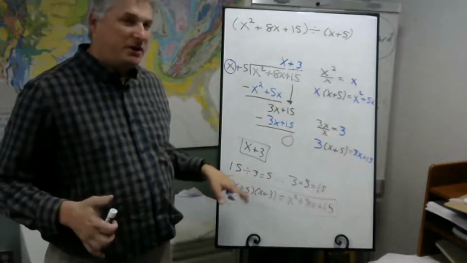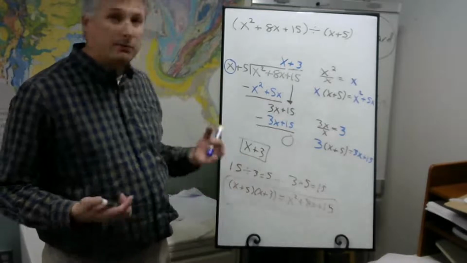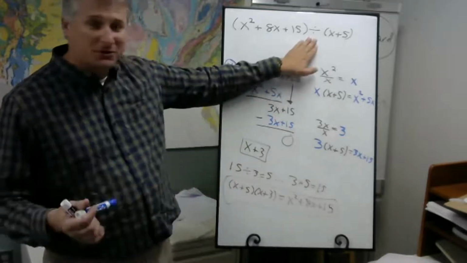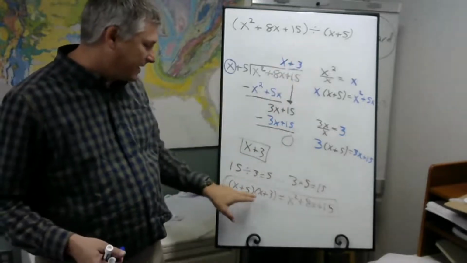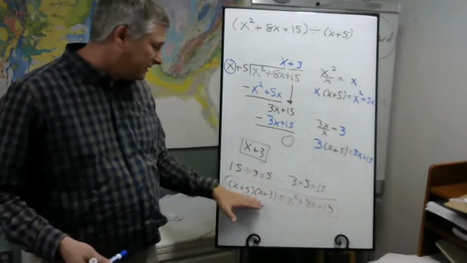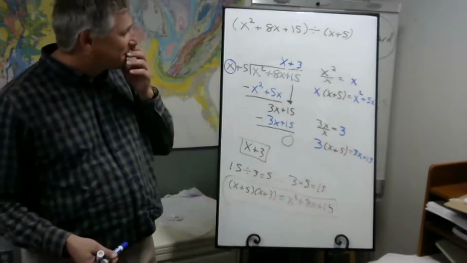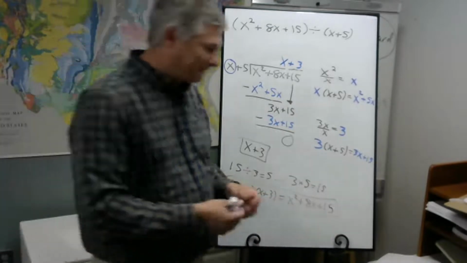So in the same way we can use division to discover multiplication, same thing with this. We can use this division to discover that x plus 5 times x plus 3 gives us the original polynomial. This lets us factor this polynomial. Now we have it factored out. So let's take a look at some others.